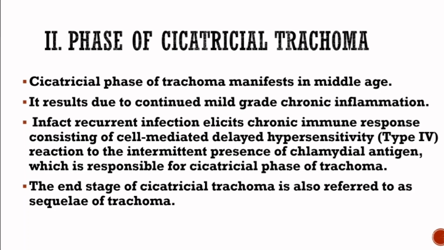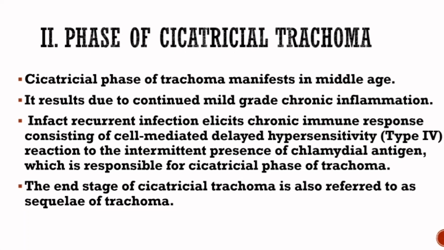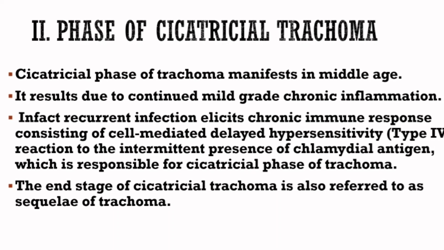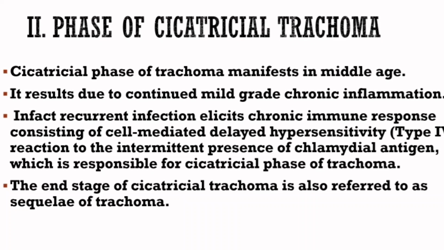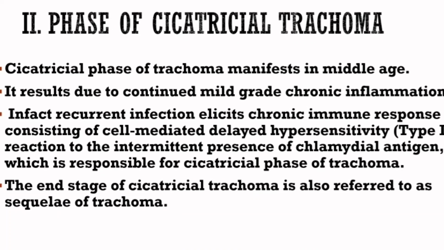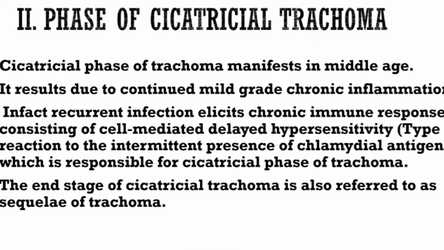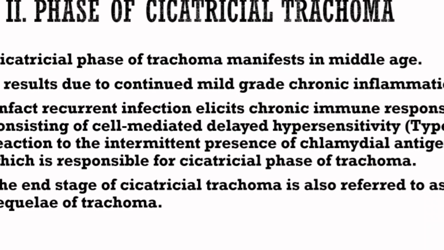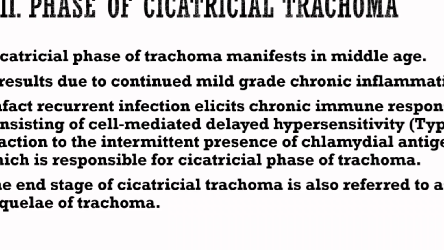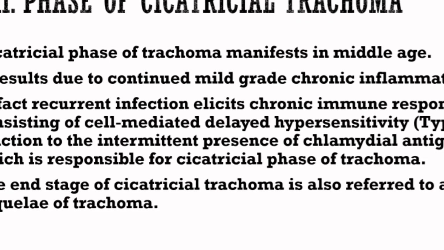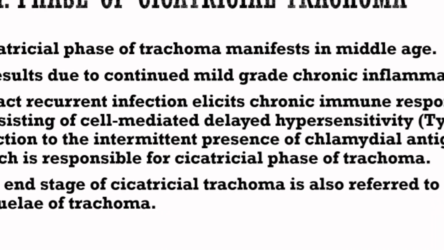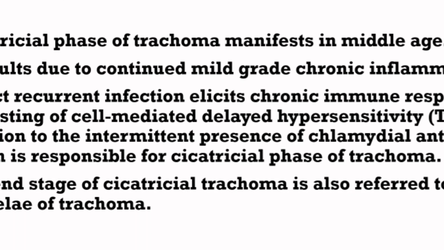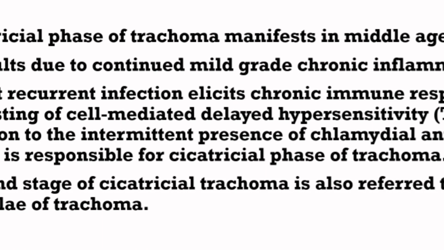Phase 2, phase of cicatricial trachoma. Cicatricial phase of trachoma manifests in middle age. It results due to continued mild grade chronic inflammation. In fact, recurrent infection elicits chronic immune response consisting of cell-mediated delayed hypersensitivity, that is type 4 reaction, to the intermittent presence of chlamydial antigen, which is responsible for cicatricial phase of trachoma. The end stage of cicatricial trachoma is also referred to as sequelae of trachoma.